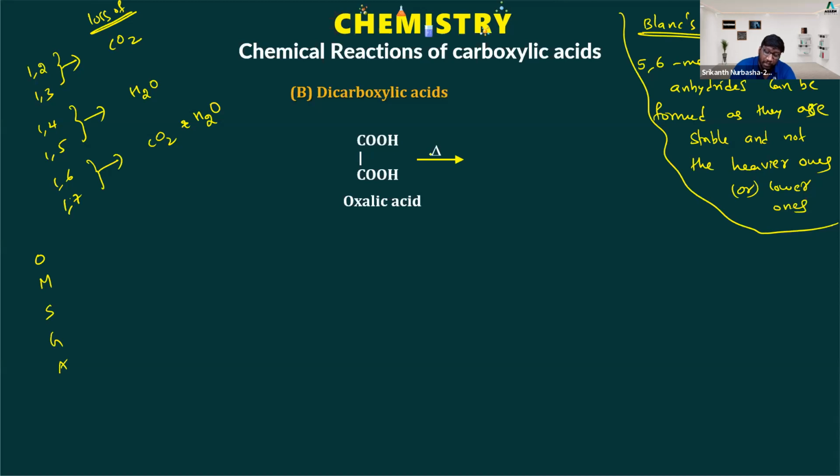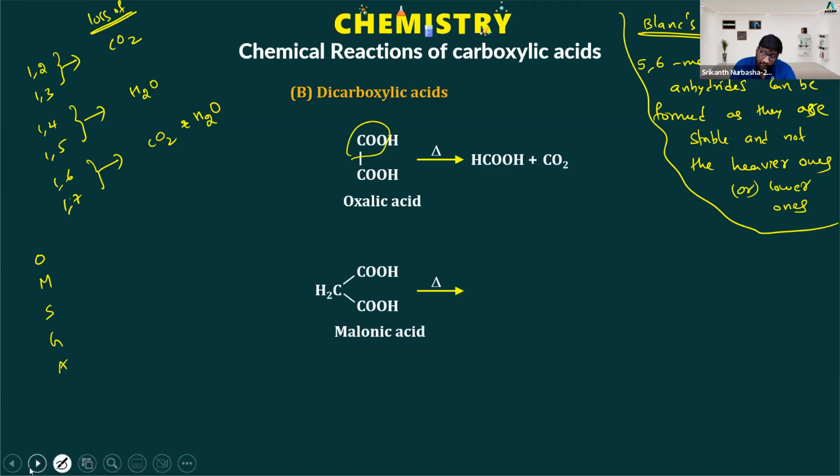So upon heating, what will happen? Upon heating oxalic acid, what are you going to get? Loss of CO2. CO2 is going to be lost. You will have hydrogen directly connected: HCOOH plus CO2 is obtained. It is a 1,2 acid. Malonic acid is 1, 2, 3, a 1,3 dicarboxylic acid. What happens? CO2 is going to be lost. You will have CH3COOH, acetic acid, and CO2.